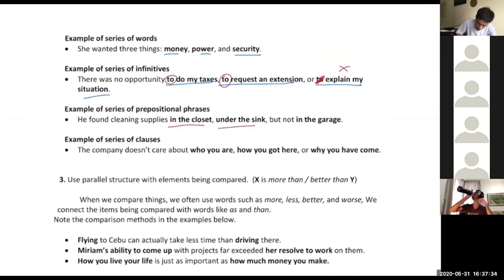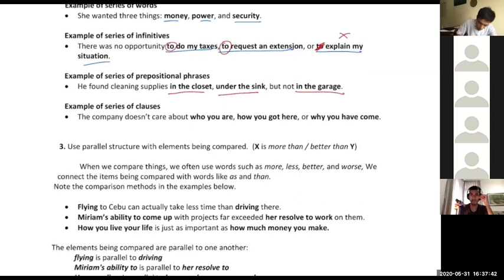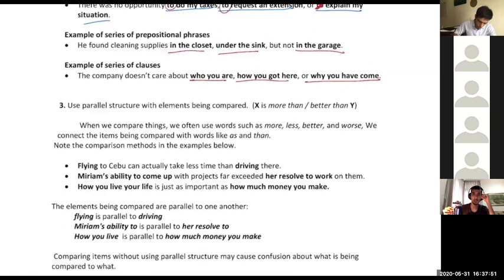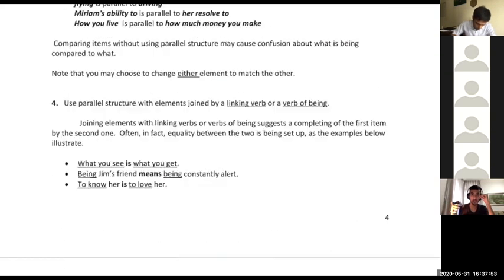In the closet, under the sink, but not in the garage. So you can still have a but not and still be fine. A series of clauses: The company doesn't care about who you are, how you got there, or why you have come. So these are parallel. Awesome. Okay, let's keep going.